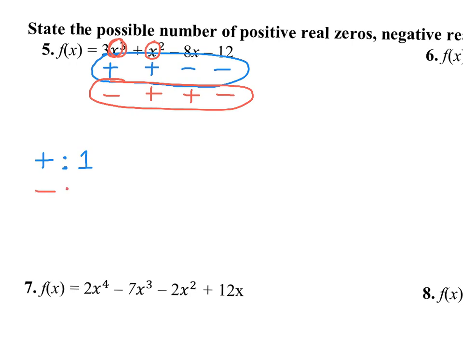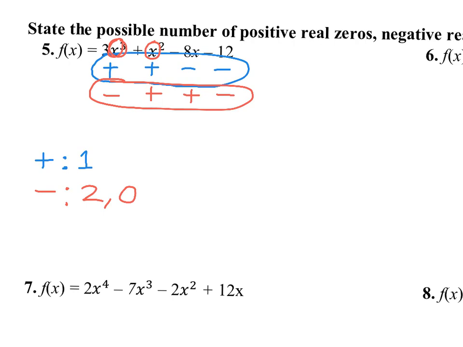So the number of negative roots is going to be 2 or 0. The reason I write or 0 is that you are allowed to decrease the number by an even number. Now I didn't do that for the positive list because if I decrease 1 by an even number, that takes me to negative 1, and that doesn't make sense. You can't have negative 1 positive roots. So you are allowed to decrease it by an even number.